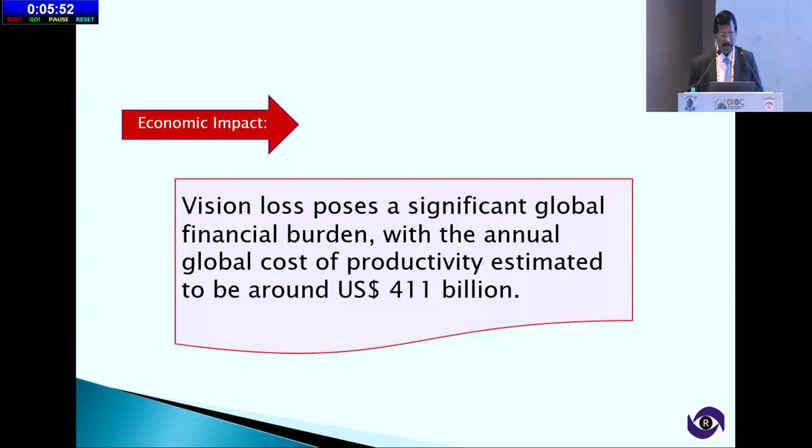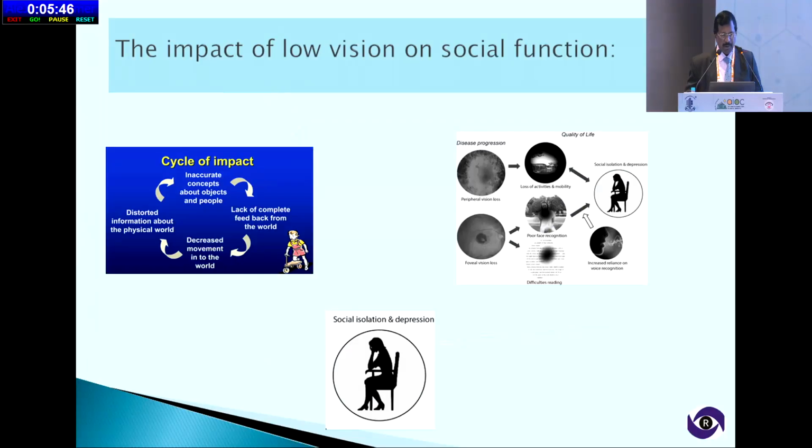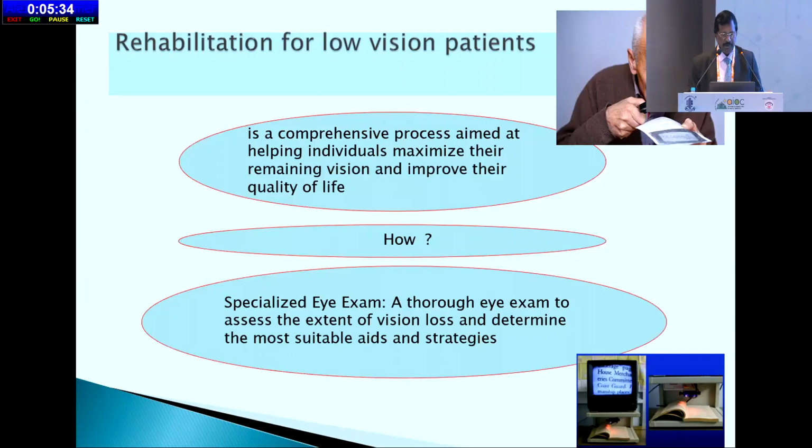The annual global cost of lost productivity is estimated at around $1 billion. So these are the impacts of low vision, a cycle of impact that leads mainly to social isolation and depression, the commonest problem with the low vision. They say that nothing can be done for them. So how to rehabilitate them? That's the most important. These are the low vision aids, how to rehabilitate them.